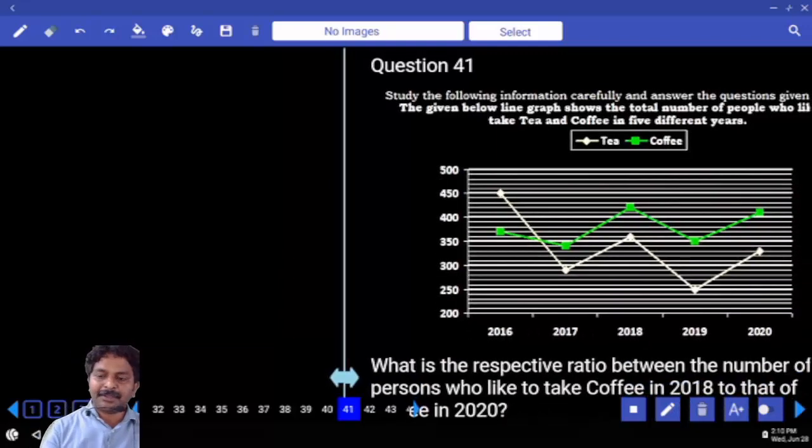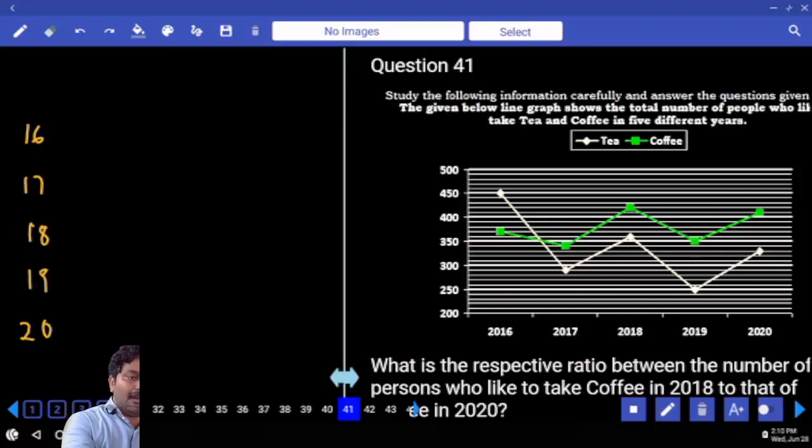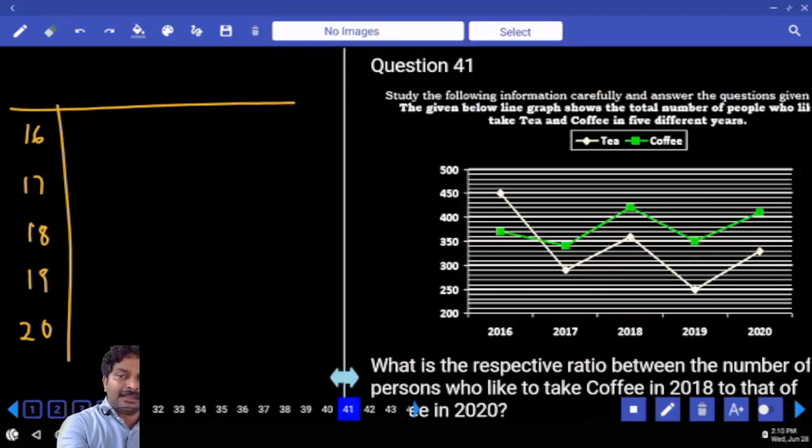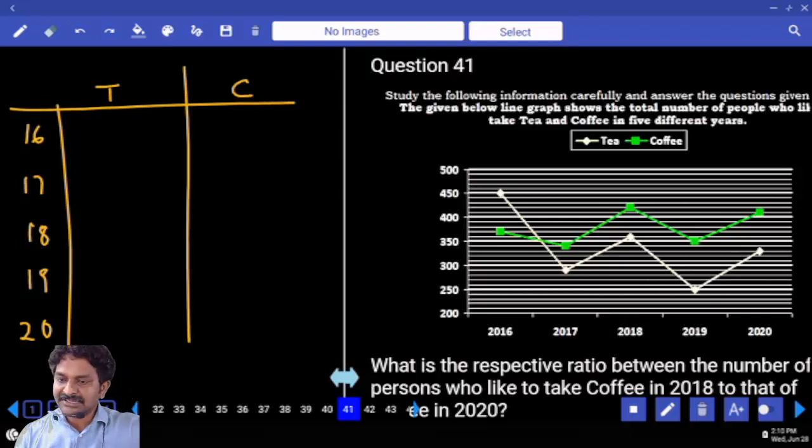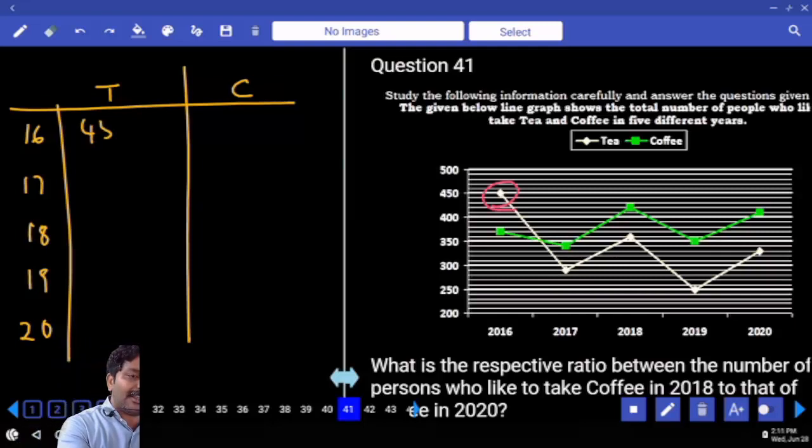So first we need to prepare table. 16, 17, 18, 19, 20. Then tea and then coffee. 2016 tea value. Start with this number. Continue the line. 450. Next.